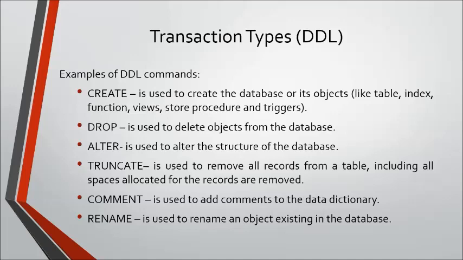We have create. This is used to create the database or its objects like table, index, function, views, stored procedure, and triggers. Next, we have drop, which is used to delete objects from the database. Next, we have alter. It is used to alter the structure of the database. Next, we have truncate. This is used to remove all records from a table, including all spaces allocated for the records are removed. Next, we have comment. This is used to add comments to the data dictionary. And we have rename, which is used to rename an object existing in the database.